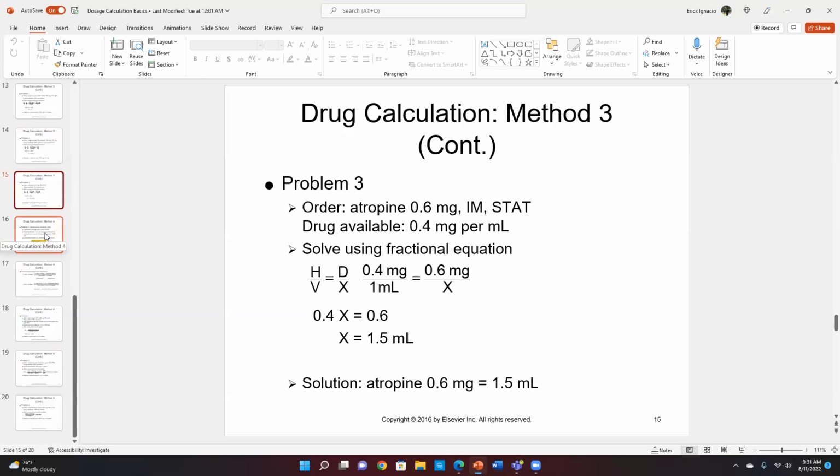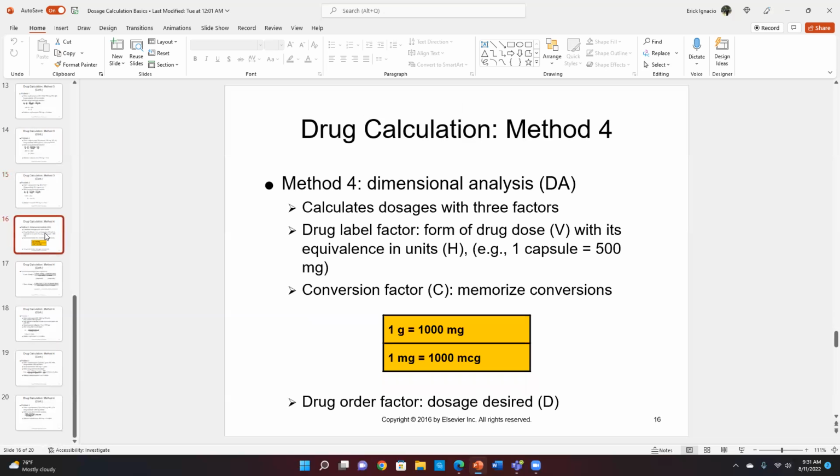Okay. All right. Let's go to our method 4, dimensional analysis. And this is kind of a long way to put everything together.